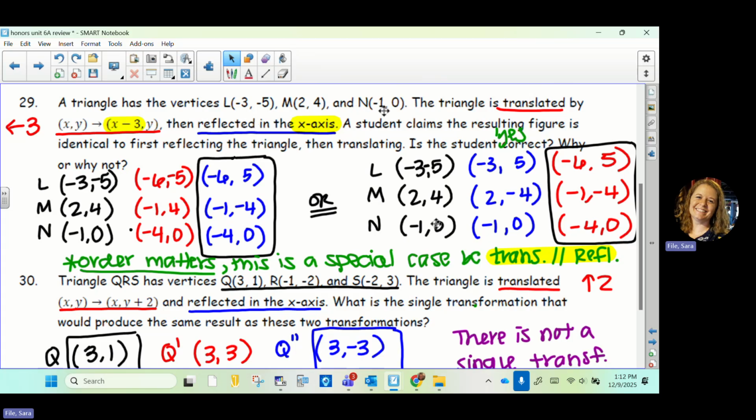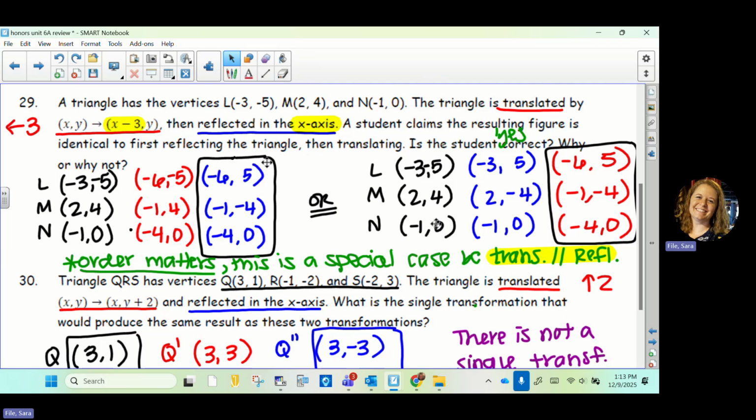We're just given 3 points, and we're told, hey, it's translated using this rule and then reflected over the x. Well, this rule, x minus 3, that means left 3. So we're translating it left 3, and then we're reflecting that over the x-axis. So that's what I did here. Here's the original LMN. Here's after the translate left 3, and then here's after the reflect over the x. So these are the points that it ends up at.